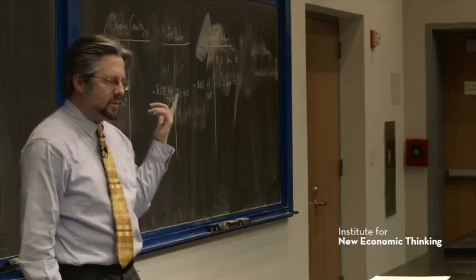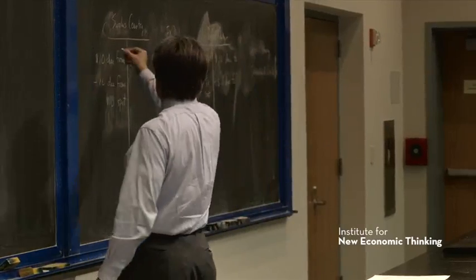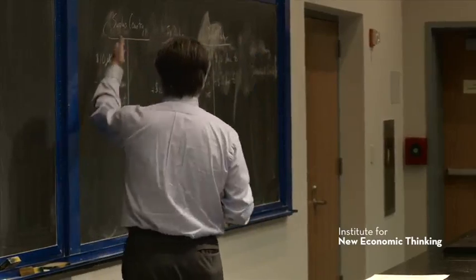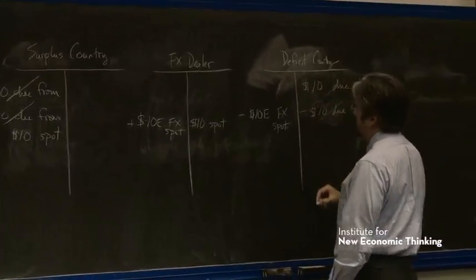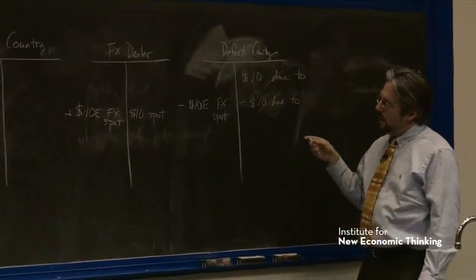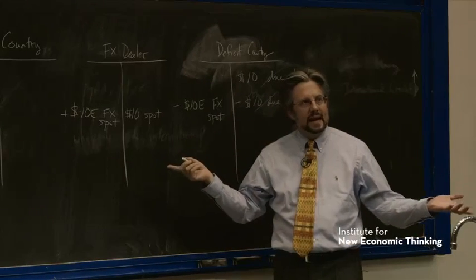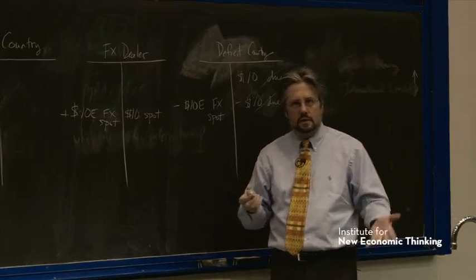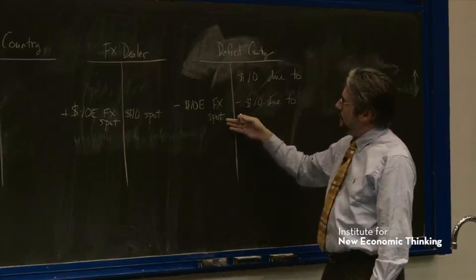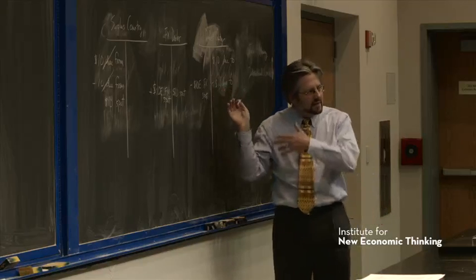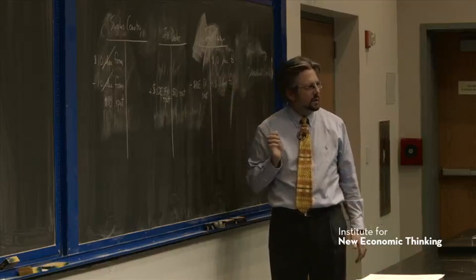So now the payment has been made here. These promises to pay have canceled. From the point of view of the surplus country, he's been paid. He has $10 spot. He has $10. From the point of view of the deficit country, he has paid. He's given some of his own currency. And so they think they're off the hook.